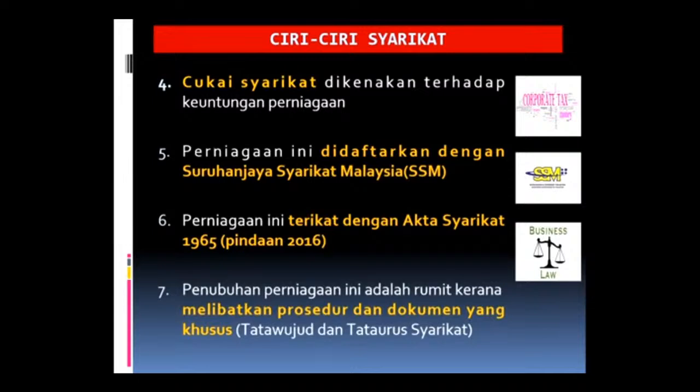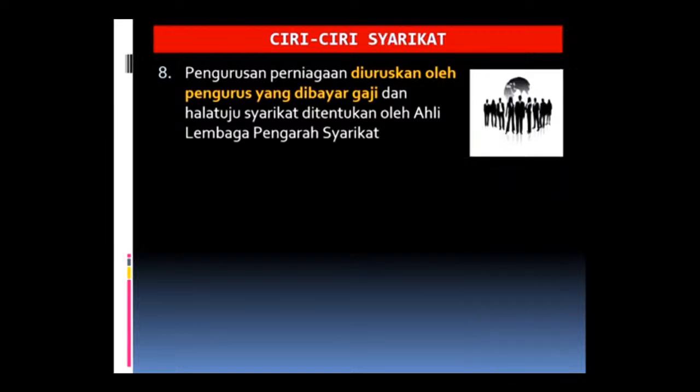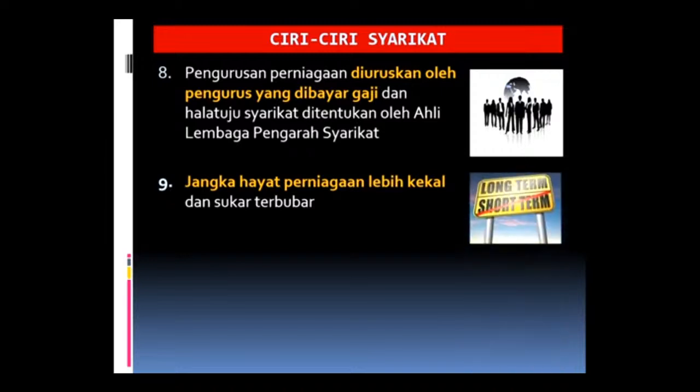Penubuhan perniagaan berbentuk syarikat adalah rumit kerana ia melibatkan prosedur dan dokumen yang khusus seperti mana yang ada dalam tata wujud dan tata urus syarikat. Ciri yang seterusnya adalah pengurusan perniagaan, di mana bagi syarikat ianya diuruskan oleh pengurus yang dibayar gaji dan hala tuju syarikat ditentukan oleh ahli lembaga pengarah syarikat. Jangka hayat perniagaan berbentuk syarikat pula adalah lebih kekal dan sukar terbubar, berbeza dengan bentuk milikan tunggal dan juga perkongsian.